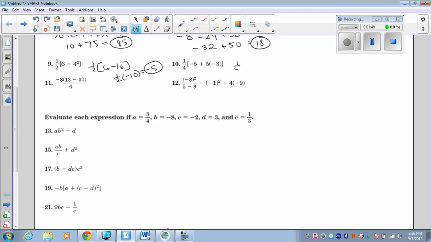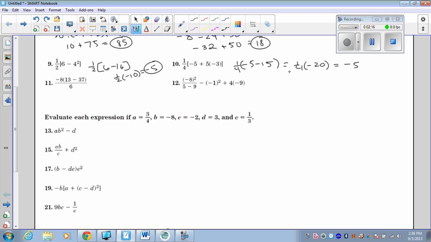Over here we got a fourth. 5 times negative 3 is negative 15. Let's see here. Inside the parentheses, negative 5 minus 15 is negative 20. 1/4 of negative 20 is negative 5. Just got to multiply the 1/4 times negative 20.